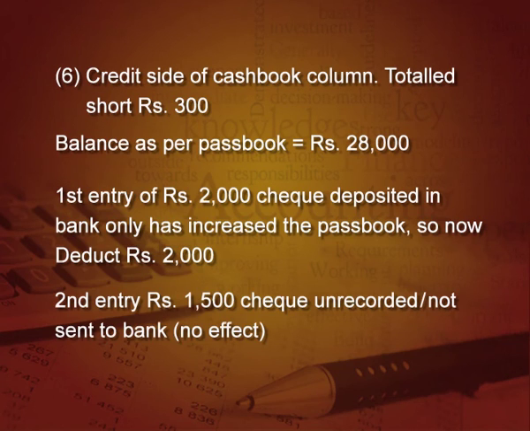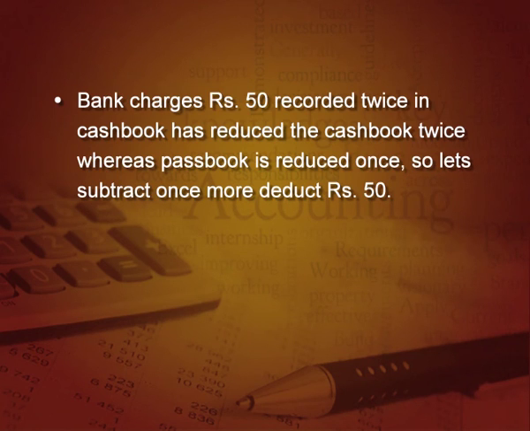Second entry 1,500, check unrecorded and not sent to the bank. Now, this has no effect, unrecorded in the cash book and not sent to the bank. So, it is nowhere. So, it is having no effect anywhere. So, this is also an important point to note, sometimes there is no effect. So, no plus and minus for this entry.